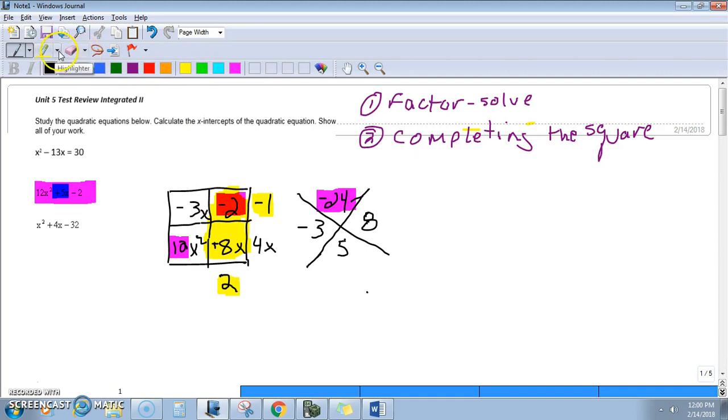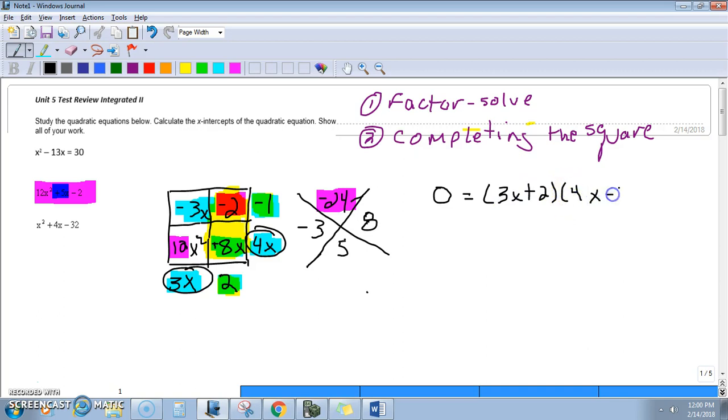So what have I just done? Let me get another color. I did 2 times 4x is equal to 8x. And now I need to take -1 and figure out what I can multiply it by to give me -3x. So obviously it's going to be just 3x, right? And then I can check, is 4x times 3x 12x squared? And yes it is. So I can rewrite this as, and let's do 0 because we still want to solve it, so we need to find our zeros. 0 is equal to (3x + 2)(4x - 1).